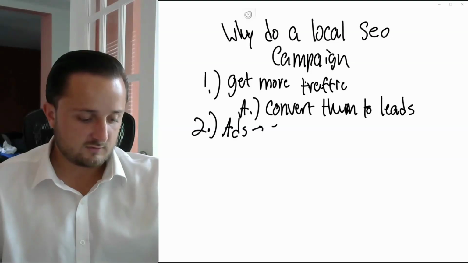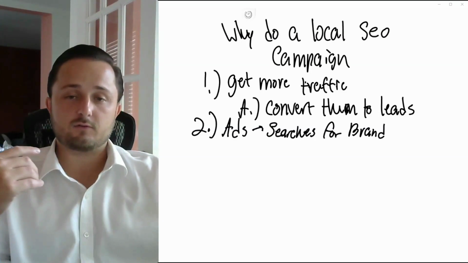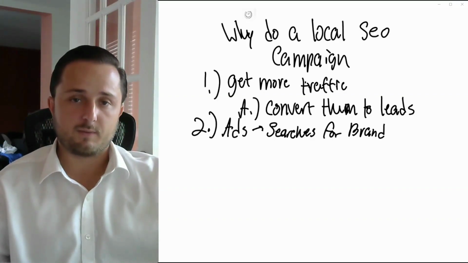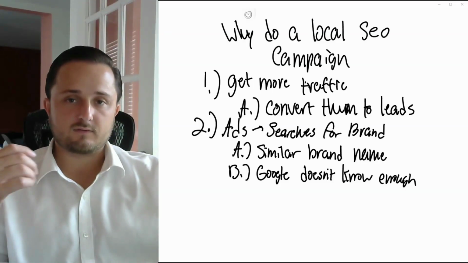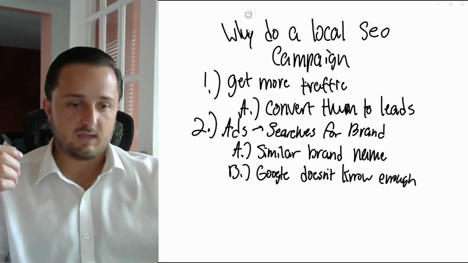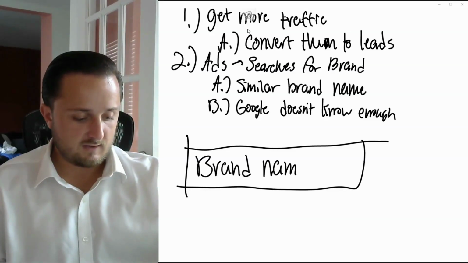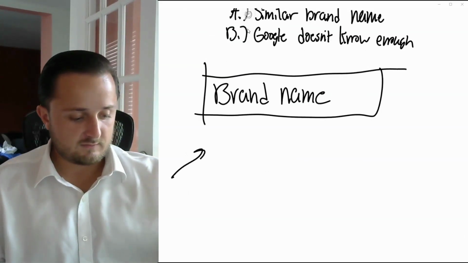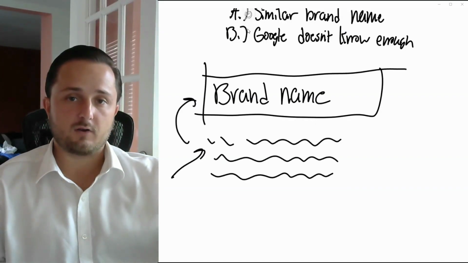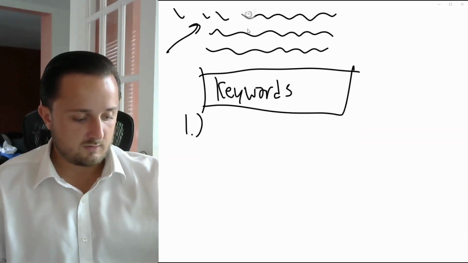is when someone searches for your brand, if your name is really similar to another brand or Google doesn't know enough about your brand. So someone sees your ad on Facebook or wherever you're advertising and they go into Google and they search your brand name. What SEO does is it helps get your business to appear in search, not only when they search brand names, but also when they search for keywords. So then the next question would be, what are keywords?